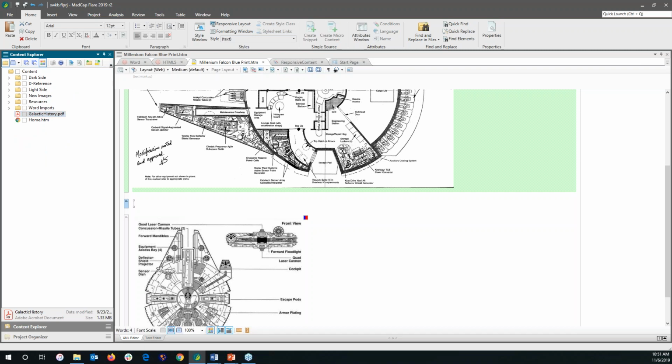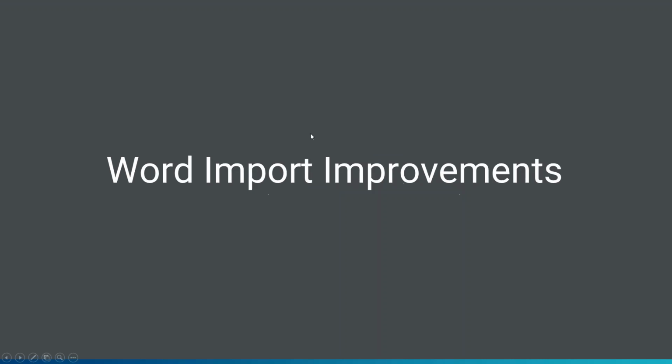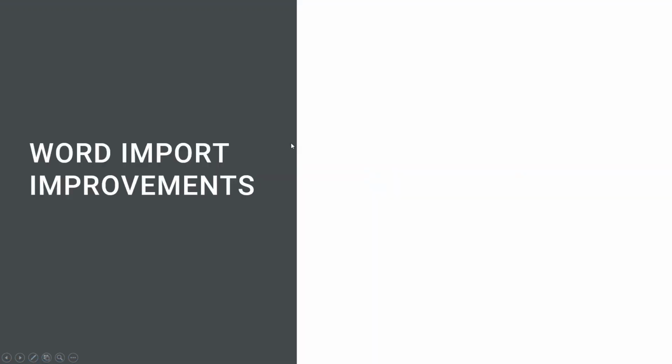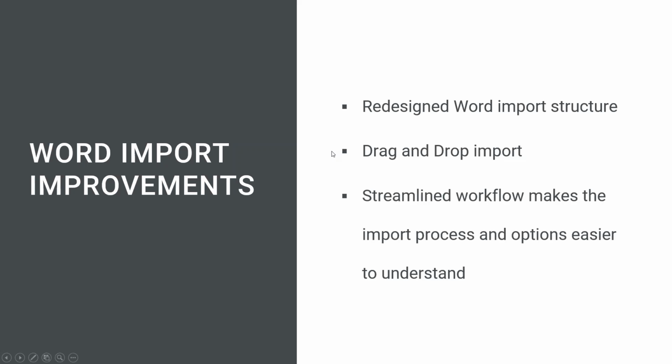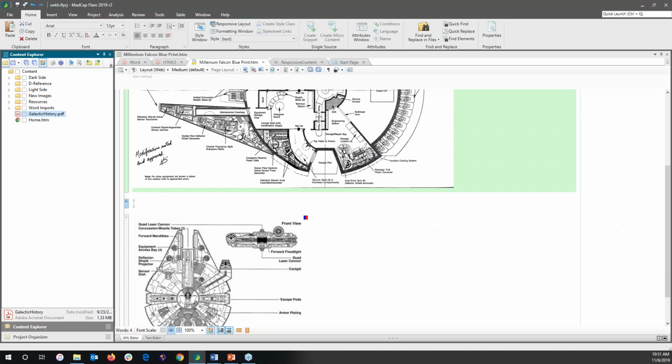which segues us into the next feature that I would like to talk about, which are some of the Word import improvements that were made. Migrating content has never been easier with the redesigned Word import structure and drag and drop import. We streamlined the workflow and made the import process and options much easier to understand for our users, resulting in a much quicker import. So I'll jump back into Flare.